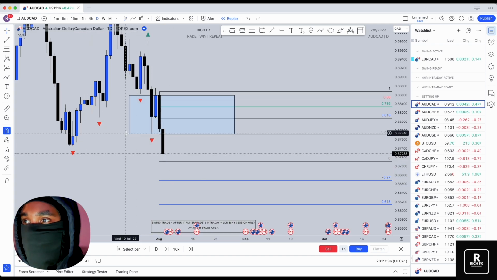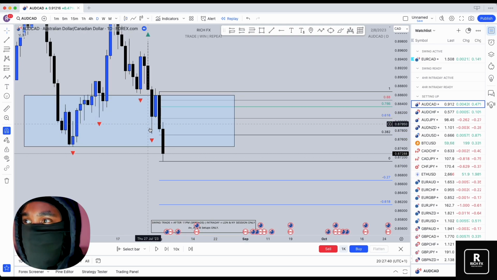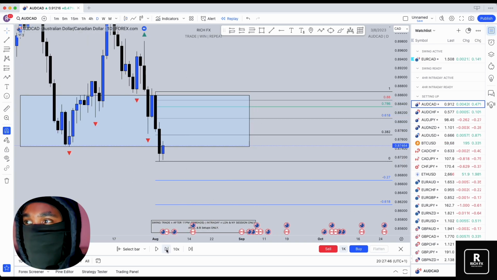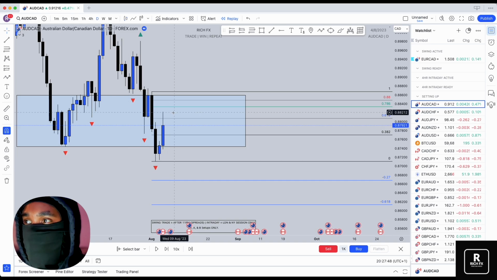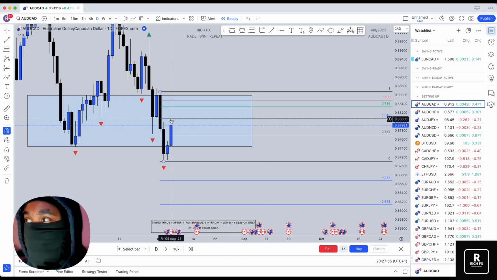So let's go again. We've got this area over here. We merge these two together. Boom. So it covers this fractal here and it also covers this fractal here, right? One big zone. Now we're just going to wait for two retracement candles. So two retracement candles. And if you've watched my grading system video, this right now would be a B setup.